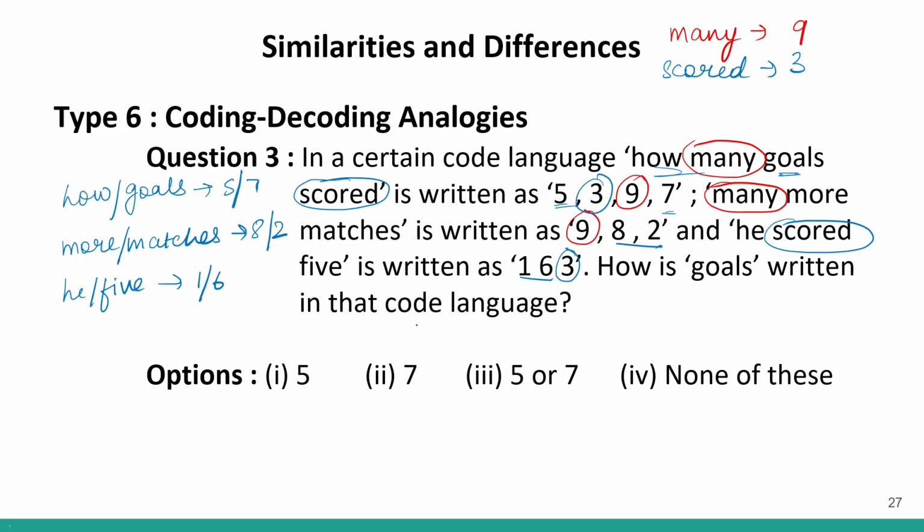So we cannot really answer the question exactly without another sentence. If we had another sentence which had the same words, we could find out. But with the current details, goals could be either 5 or 7. Similarly, how could be either 5 or 7. So the code of goals could be either 5 or 7. So our answer will be option number 3, 5 or 7.